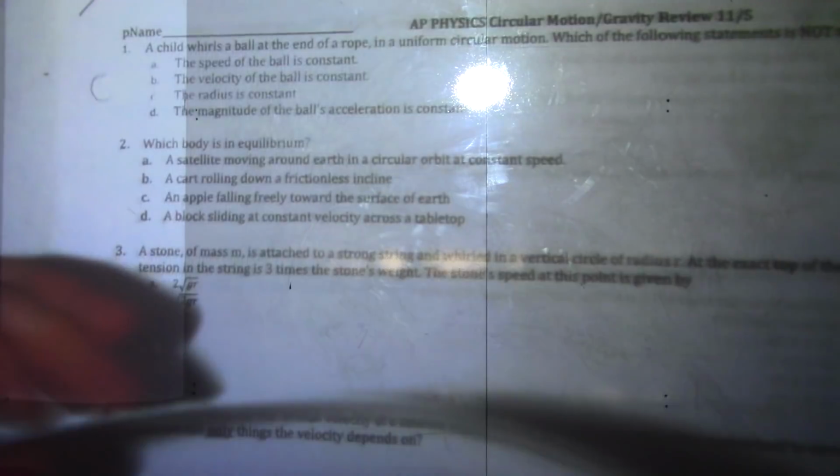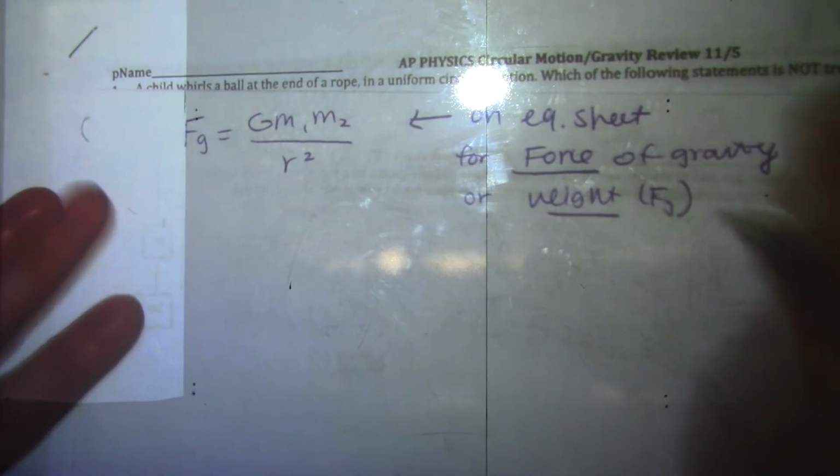Okay, people were getting a little bit confused about when to use what equations, so let me just write out all of our equations. So first of all, we have our Fg is G M1 M2 over R squared. This one is on the equation sheet. This is for talking about the force of gravity, or the gravitational force, also aka weight. Weight also means Fg. So that's the instance when I would use this equation right here.